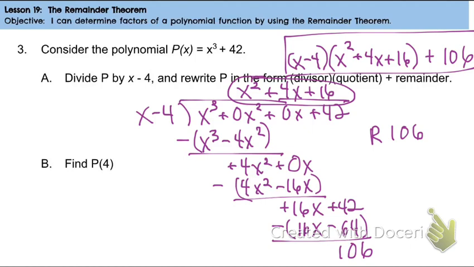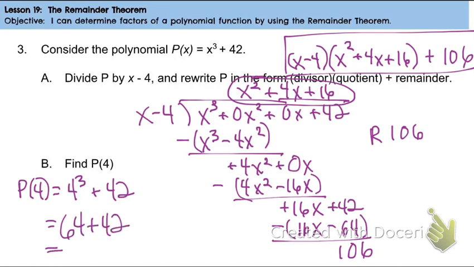I could also find p of 4, so I just plug in. p of 4 is 4 cubed plus 42. 4 cubed is 64 plus 42 is 106. And that's how I can check to make sure my remainder was correct.